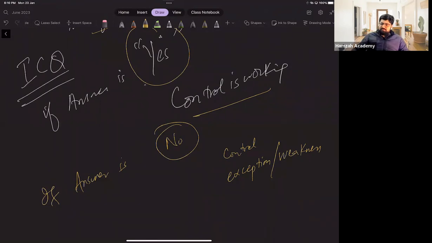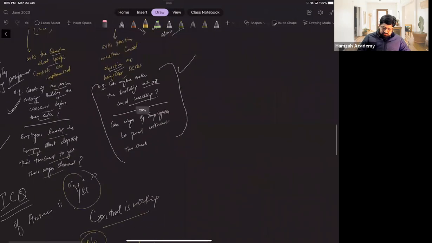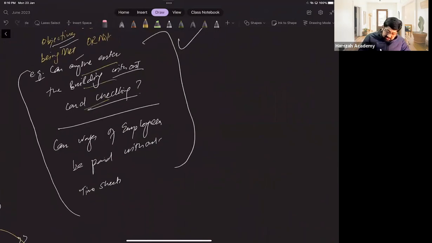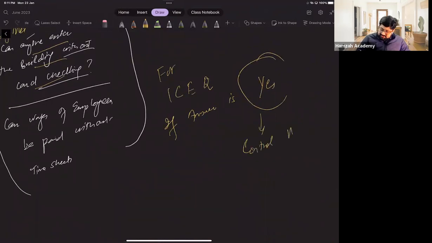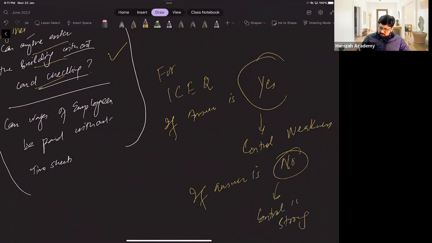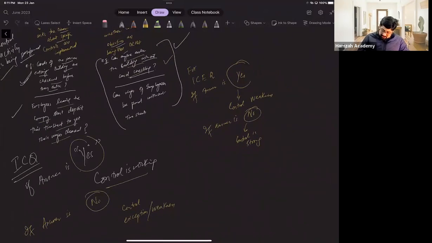Now, the next point, for ICEQ: can anyone enter the building without showing a card? For ICEQ, if the answer is yes, now here is control weakness. No, no one can enter without card checking. If the answer is no, things are good, control is strong. Now you see here, the inverse. Here, for ICEQ, yes means weakness. For ICQ, yes means control is working, because the format of the question is like that.